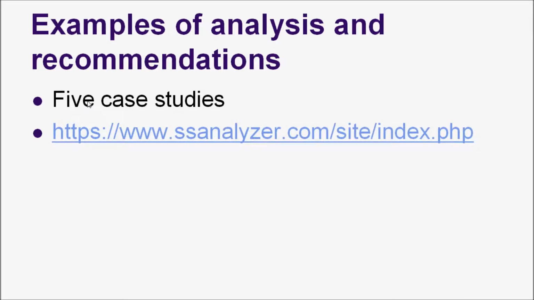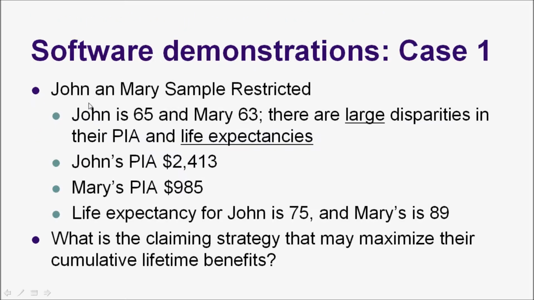Okay, we're going to go over some examples now. We're going to go over 5 different cases. I'm first going to give you some background information. Then I'm going to show you the report that we can prepare for this couple. So let's call this John and Mary sample restricted, because we're going to use the restricted strategy. John is 65 and Mary is 63. There are large disparities in their insurance amount, in the Social Security amount, and in their life expectancies.